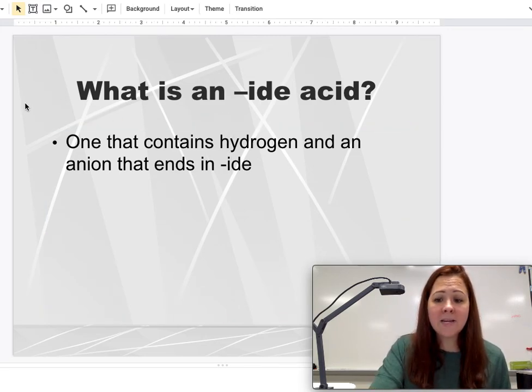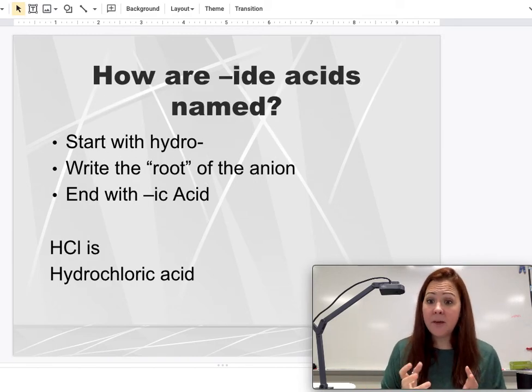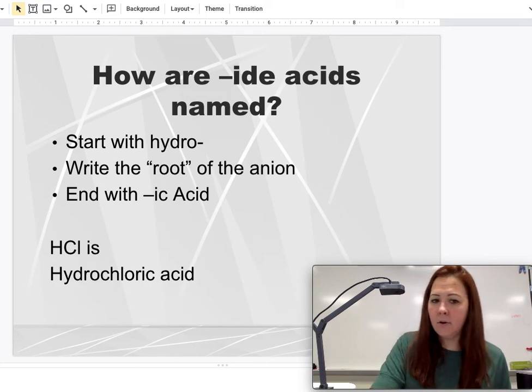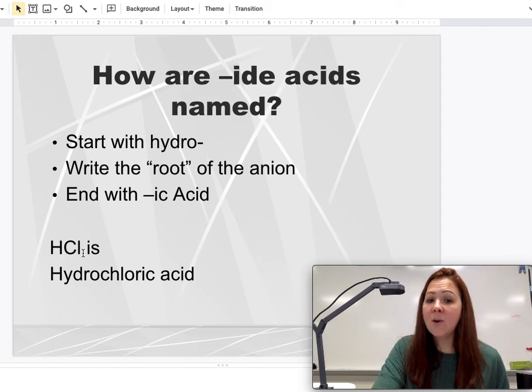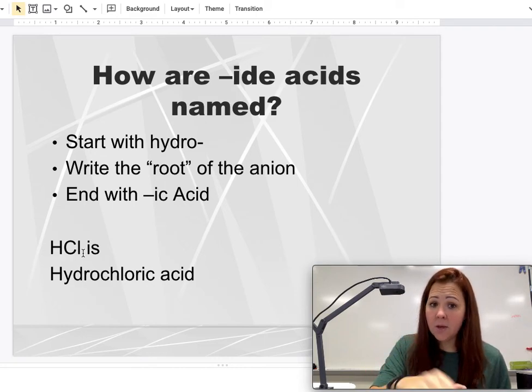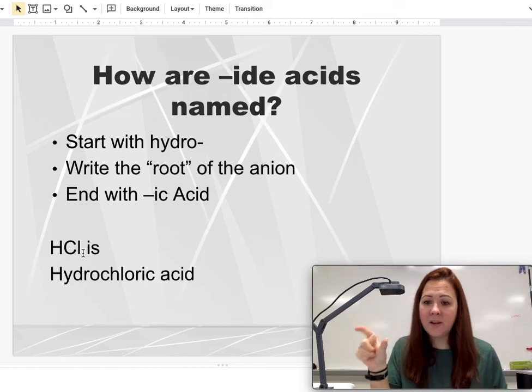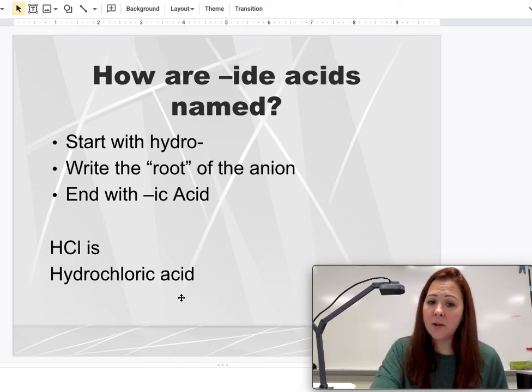So with your IDE acids, in order to name them, they're going to start with hydro. Now hydro does not mean hydrogen. Hydro means water. So water actually has to be present for these things to break apart. So we have to write down hydro, and then you would have like chloride on this one down here. Instead of putting chloride, you would take away the IDE and you put ic. So you would have hydro, the root, and then ic. So the easier way to explain that is put hydro at the beginning, chloride is chloric, and then you write the word acid.